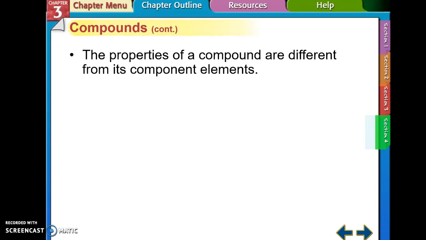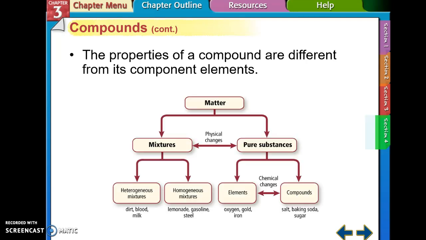So the properties of an element are different than the properties of the compound. So even though hydrogen is flammable and oxygen is flammable on their own, when you put them together as water, water is not flammable. So, that's how we classify states of matter. So now we're going to do a couple examples.